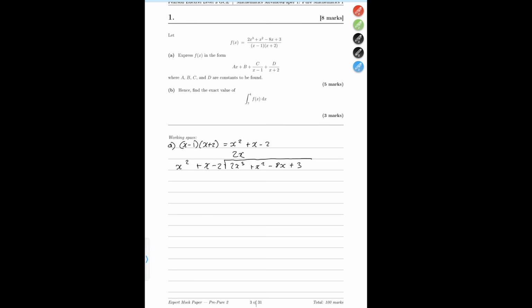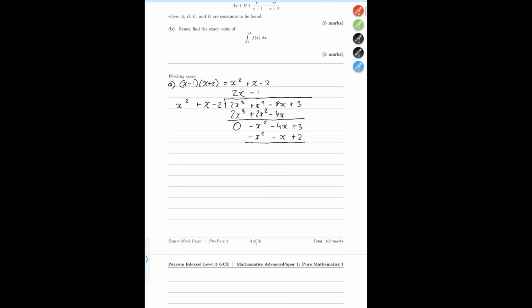Next, we multiply all of this expression by 2x to get 2x cubed plus 2x squared minus 4x. Now we're going to subtract those two. 2x cubed minus 2x cubed gives 0, then we have minus x squared minus 4x plus 3. Next step, how many times do we multiply x squared to get minus x squared? You multiply by minus 1, so you get minus x squared minus x plus 2. Now if we subtract one last time, we end up with minus 3x plus 1.